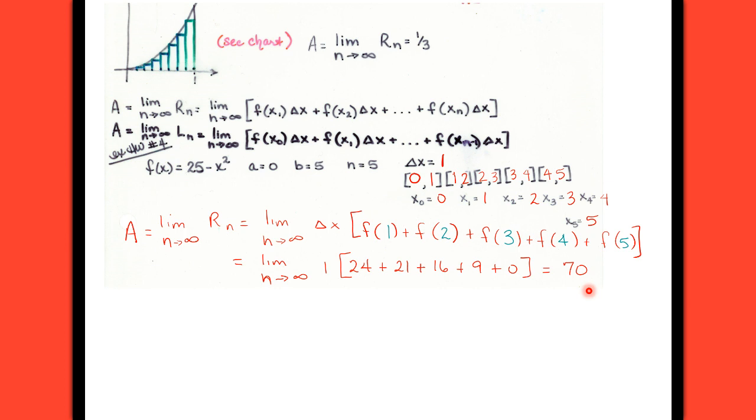And they ask me, is this an overestimate or an underestimate? It's not always going to be the same. If you remember, when we did our original example number 1, the right-hand endpoints gave us a high estimate, an overestimate. That's not always the case. That was an increasing function. This is a decreasing function.